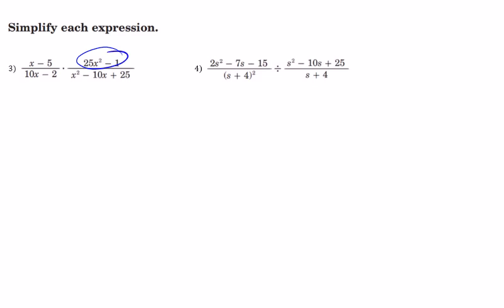So here, 25x squared minus 1, that's a difference of squares, right? So the square root of 25x squared, that's a perfect square. Square root is 5x. The square root of 1 is 1. And since it's a difference, we can do all this. And so then I'm going to put a plus here and a minus here, right?